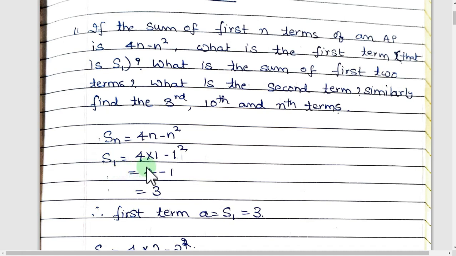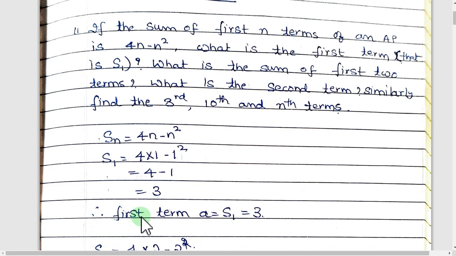So if you substitute n as 1 in this equation, you will get the sum up to the first term. 4 into 1 minus 1 square, 4 minus 1, 3. So S1 is 3. So S1 itself is the first term.